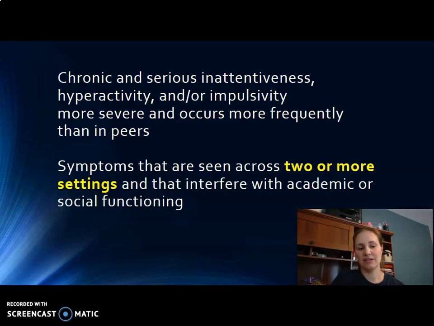The highlights of the diagnosis, the definition: chronic and serious inattentiveness. It can be present with hyperactivity and or impulsivity. It's more severe. It occurs more frequently than in peers. And it's essential to understand that for a diagnosis, symptoms need to be seen across two or more settings, not just in one particular setting, like perhaps only one classroom, but across the spectrum of classrooms and or at home and other settings. And they interfere with academic or social functioning.